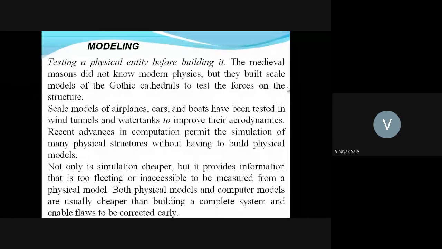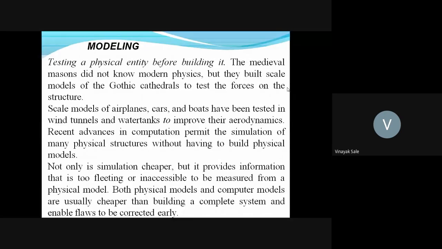Modeling means testing a physical entity before building it. Medieval masons did not know modern physics, but they built scale models of Gothic cathedrals to test the forces on the structure. Scale models of airplanes, cars, and boats have been tested in wind tunnels and water tanks to improve their aerodynamics.